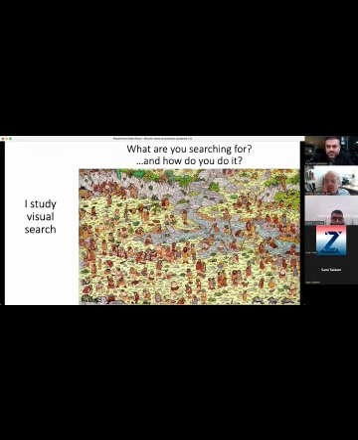I study visual perception and visual attention. In particular, I study visual search, how you find what you're looking for, and why sometimes you miss things that you're looking for.